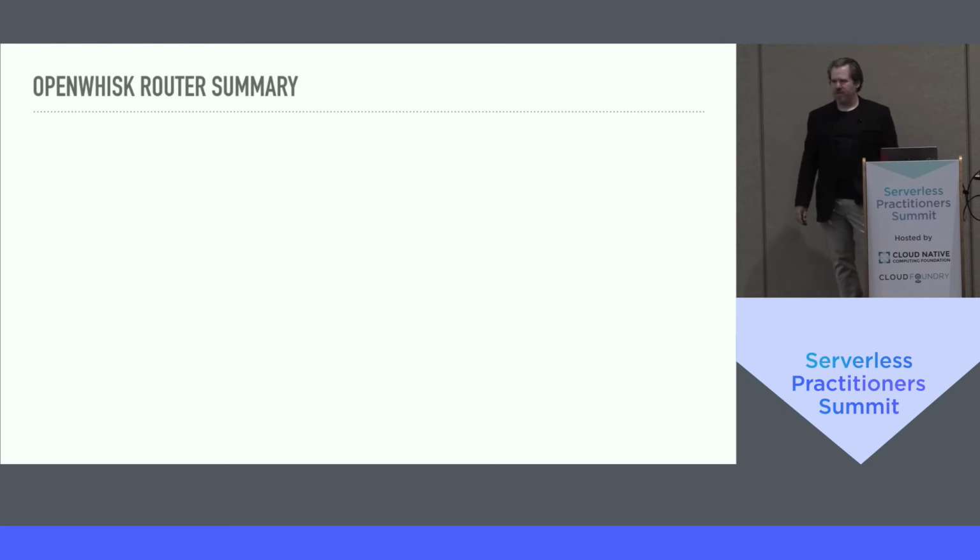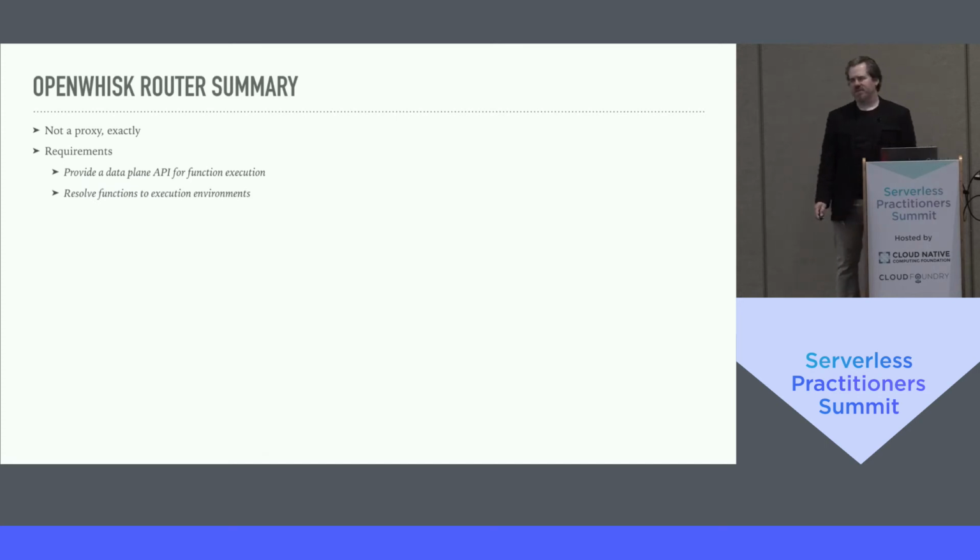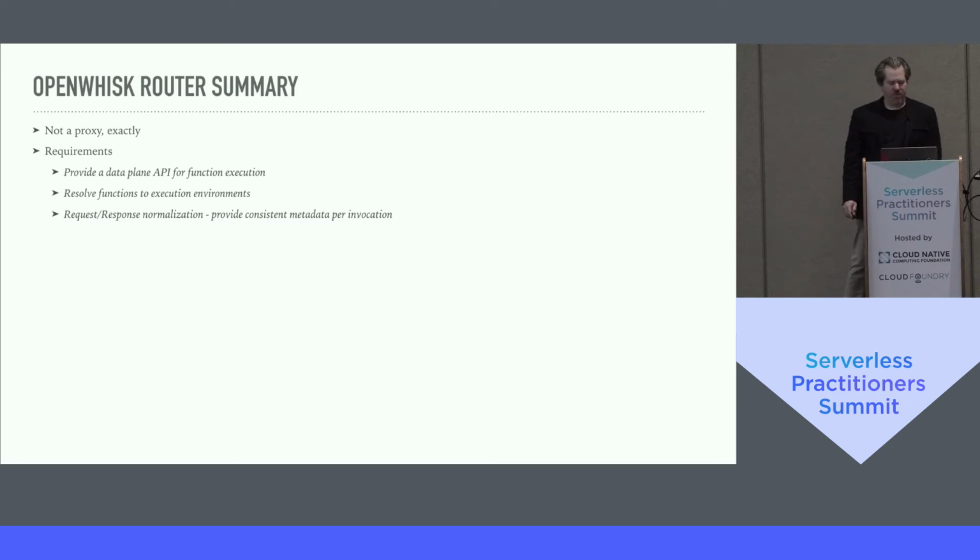So just a quick summary of what is involved with the OpenWhisk router. It's similar to a proxy, but it's not exactly. It's a little bit more than that. Some of the requirements are providing a data plane API for function execution, resolving functions to execution environments, request response normalization, and providing consistent metadata per invocation. Whatever we do for developers on a per invocation basis needs to be consistent across all of those environments.